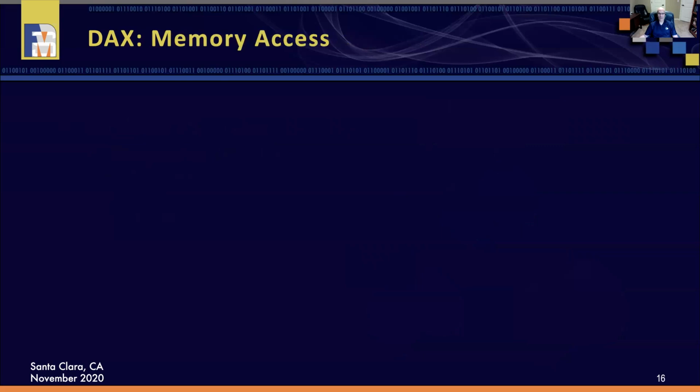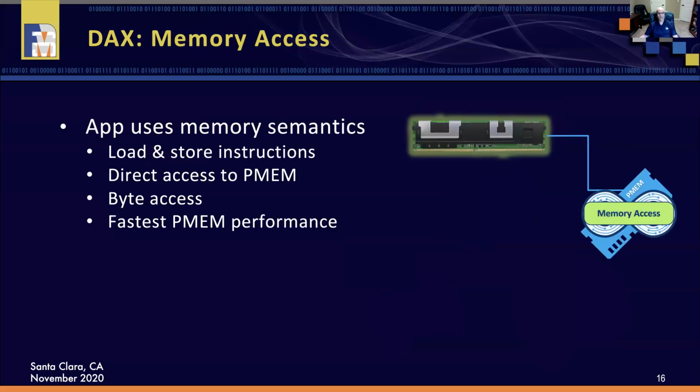Then there's memory access. You're going to find that most of the implementations out there are going for memory access. And there's good reason. The applications use memory semantics to load and store instructions, directly accessing the persistent memory. It's byte access, not block access. All the rest were block access. This is byte access. It's the fastest by far of persistent memory performance.